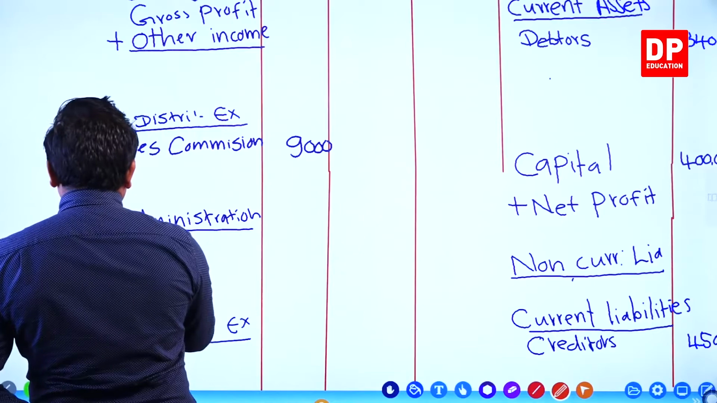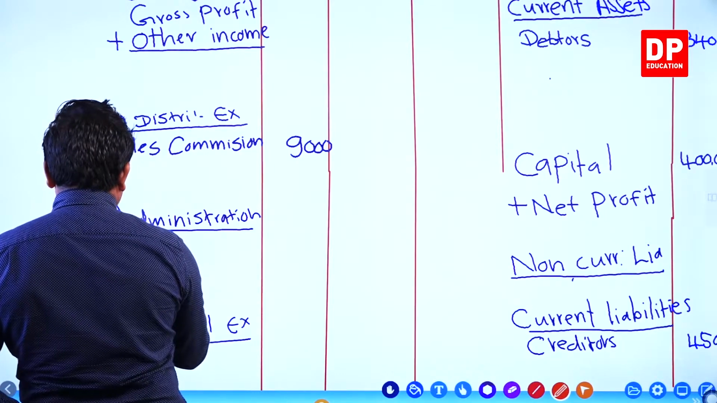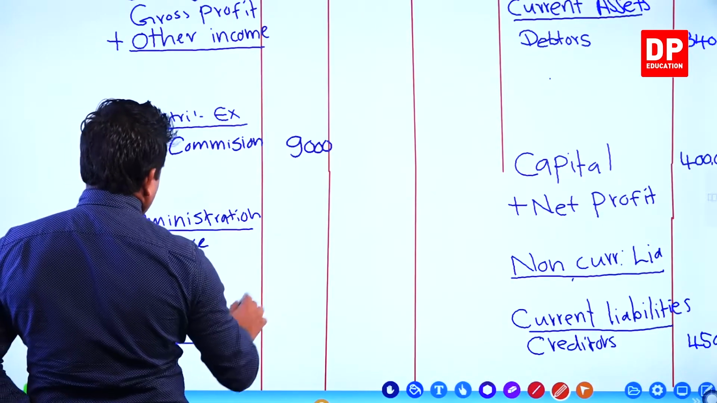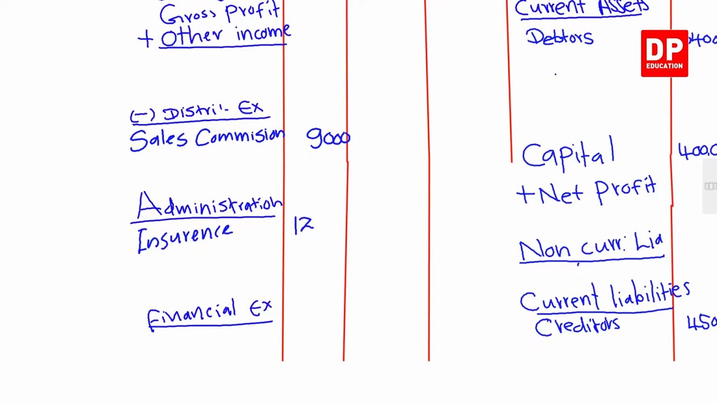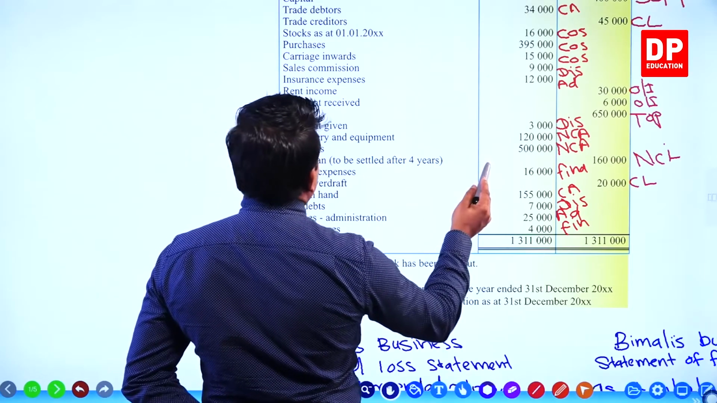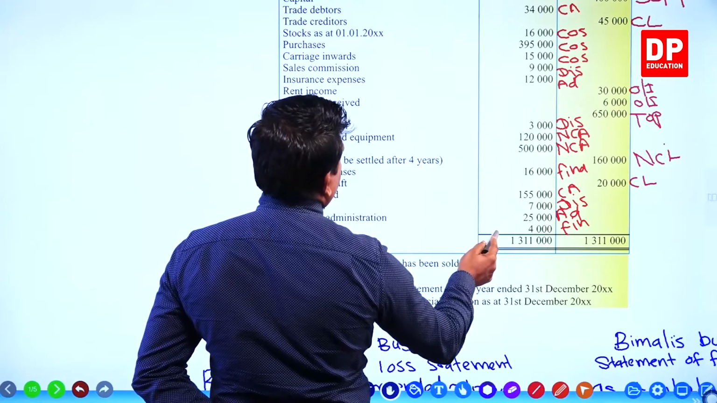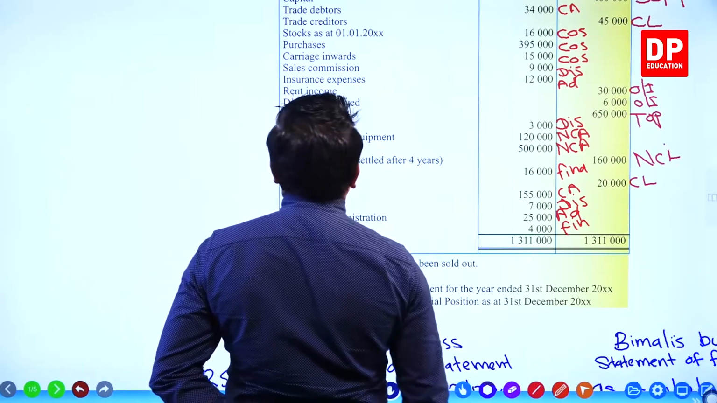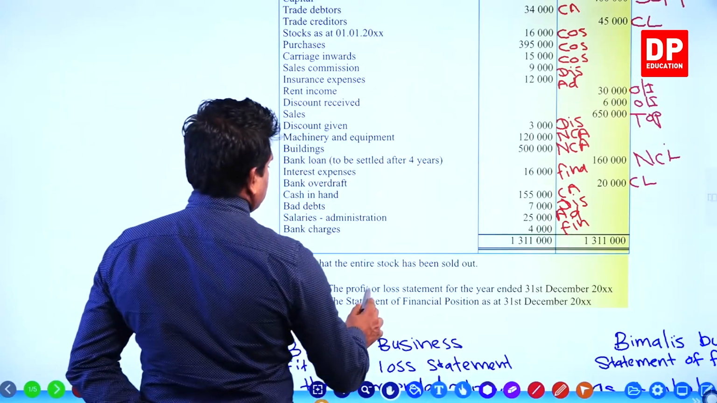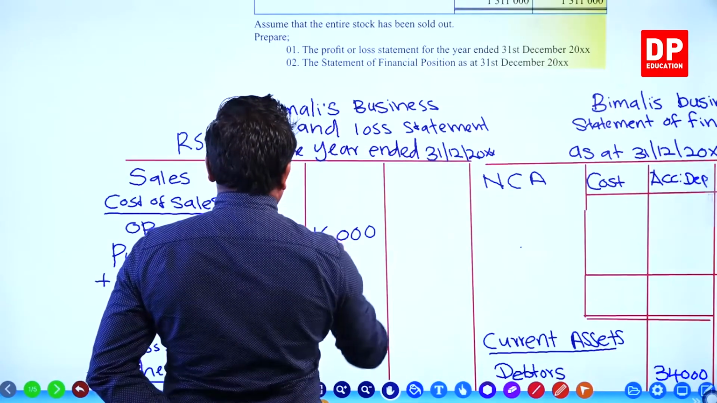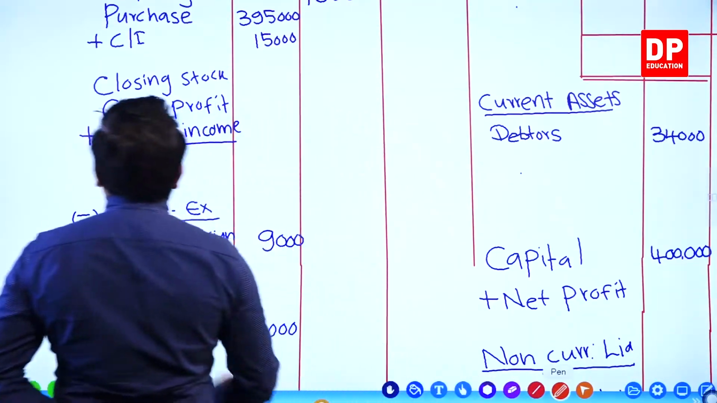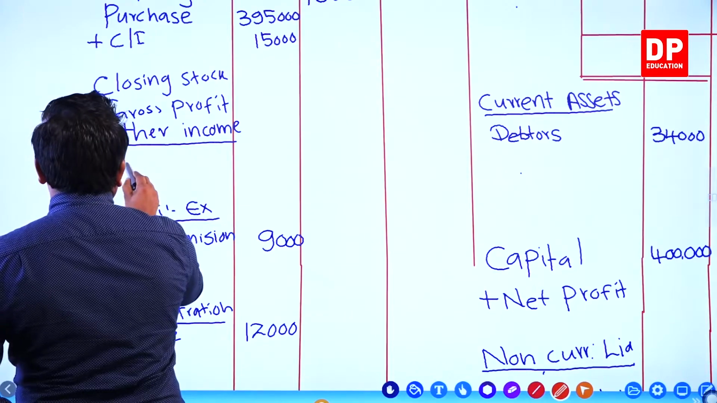Insurance expense 12,000. Now rent income, it's another income. Discount received also other income, right? Rent income 30,000, discount received 6,000. Rent income 30,000.